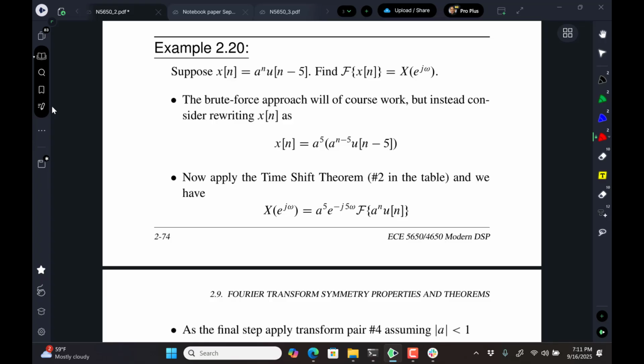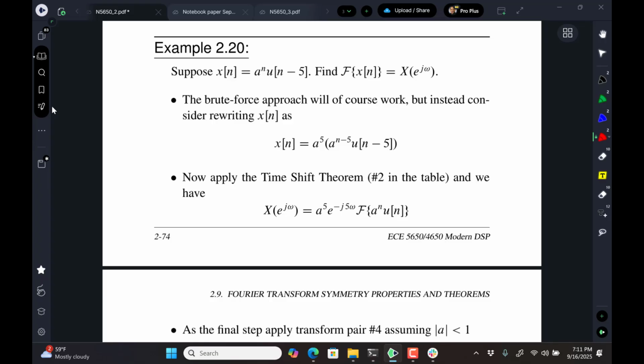So you have x of n is a to the n, u of n minus 5. You say, how do I get the Fourier transform of x of n? You could just work directly with the definition, but if we were shrewd and wanted to use the delay theorem, we can bring an a to the 5 out in front and then keep n minus 5s grouped together so that we can apply the delay theorem.